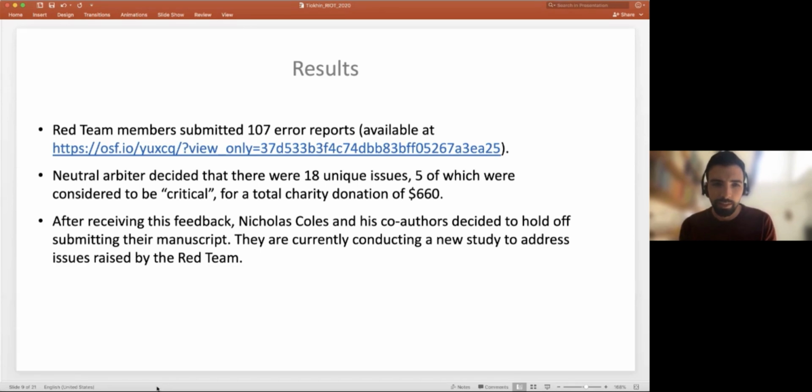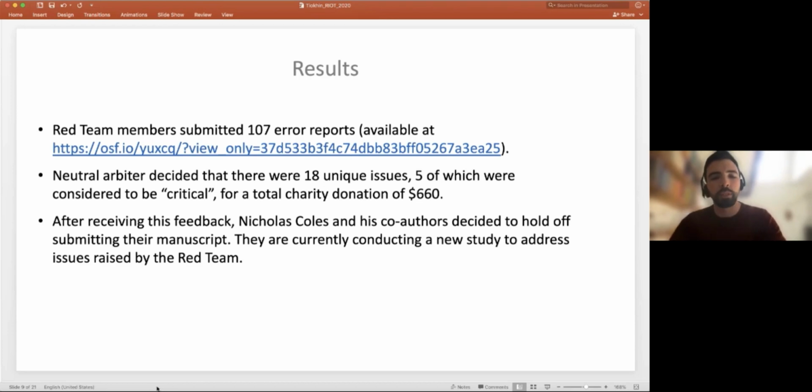Poor Ruben spent a lot of time doing that. And he decided there were 18 unique issues. That is, 18 of those 107 constituted errors of some type. And 5 of them were considered to be critical errors. That is, that would receive the $100 total for each of the critical errors, and the other issues received less. Ruben decided how much. So it ended up being a total charity payout of $660 from this.